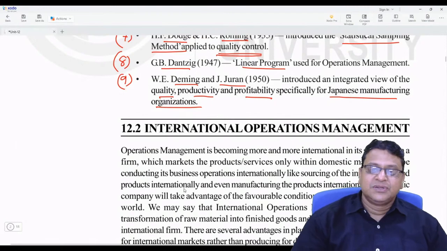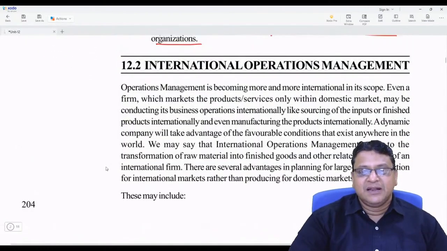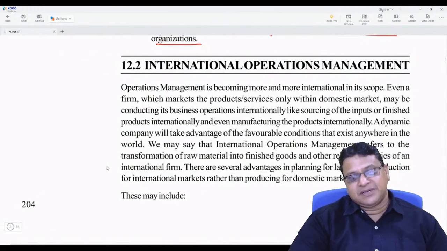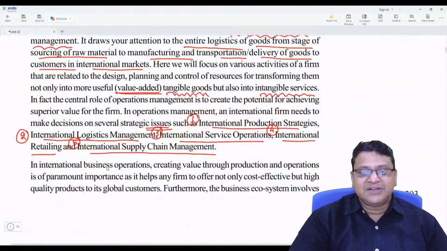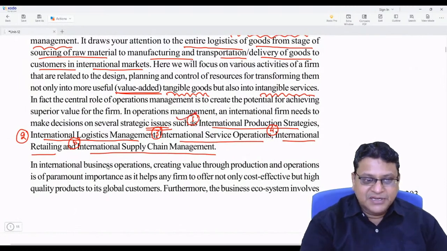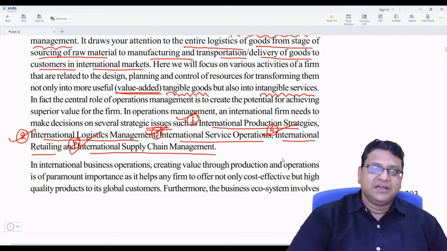Now we will discuss the 5 important concepts of international operations management. What are the 5 important concepts? International production strategy, international logistic management, international service operations, next international retailing, and next international supply chain management. We will study them one by one.